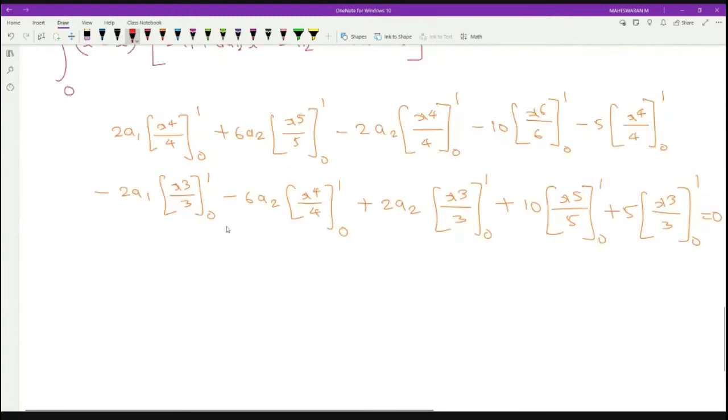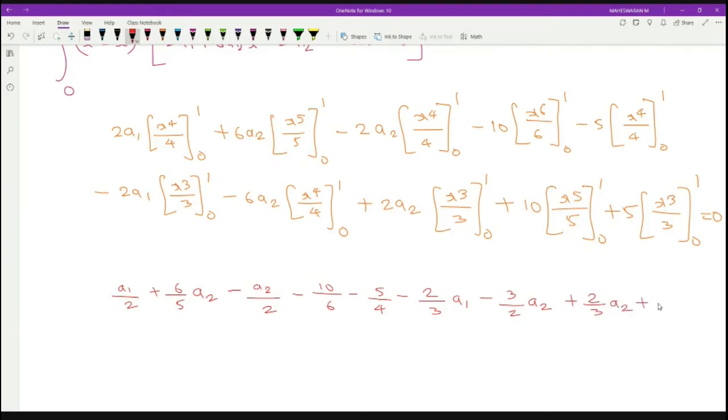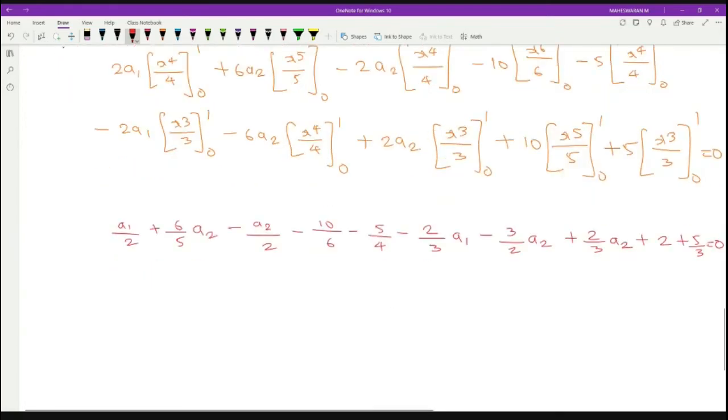So it is a1 by 2, this one, plus 6 by 5 a2 minus a2 by 2 minus 10 by 6 minus 5 by 4 minus 2 by 3 a1 minus 3 by 2 a2 plus 2 by 3 a2 plus 2 plus 5 by 3 is equal to 0, right.